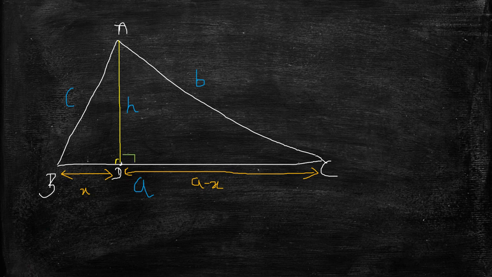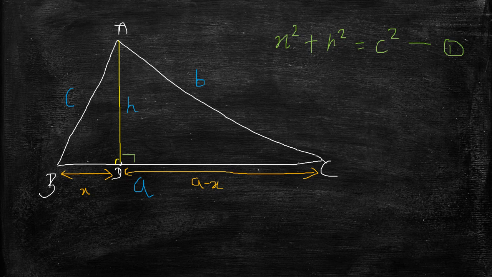Now in triangle ABD I will have x square plus h square is c square. This is my Pythagoras theorem. So x square plus h square is equal to c square. Okay, now I am calling this equation number 1. Now, similarly, in right angle triangle ADC, I will have h square plus a minus x whole square will be b square.